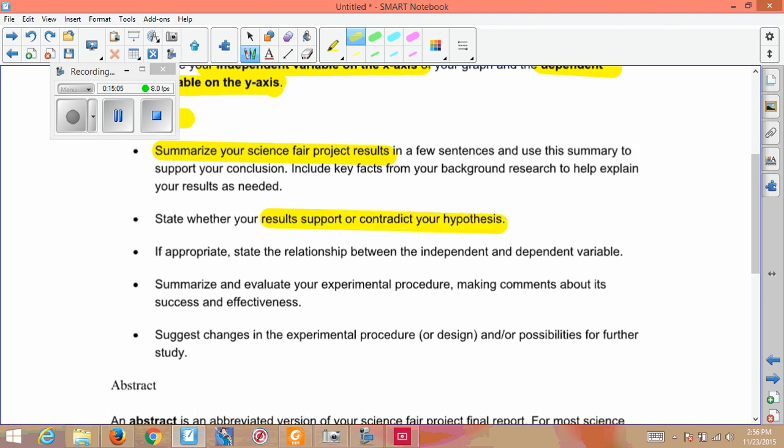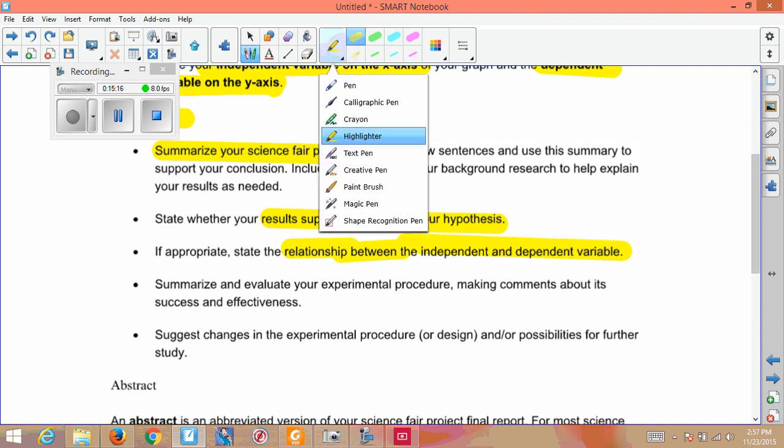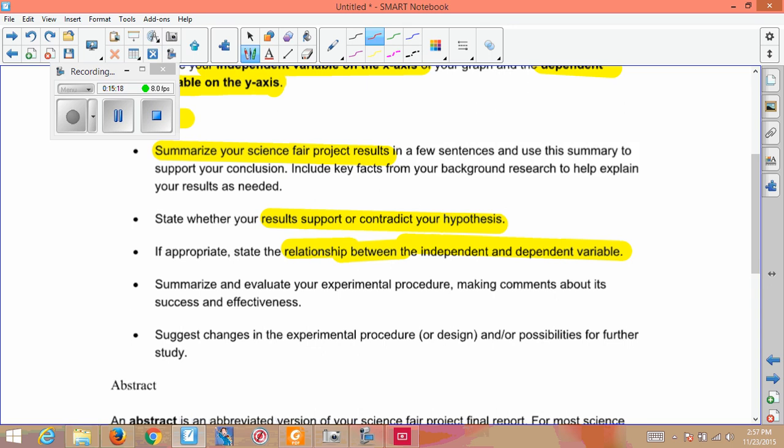direct relationships. In a direct relationship, if one thing goes up, the other thing goes up. Or, if one thing goes down, the other thing goes down. So that's a direct relationship. In an inverse relationship, if one thing goes up, the other thing goes down. Okay? So think of it this way.